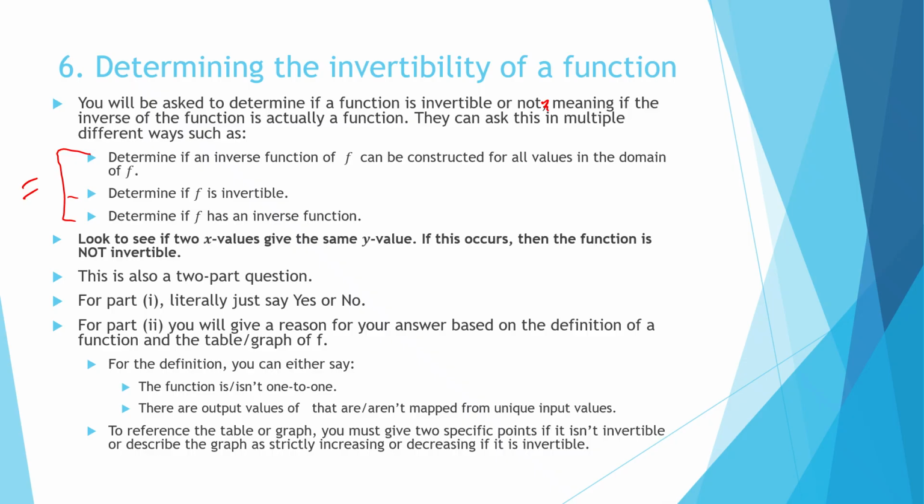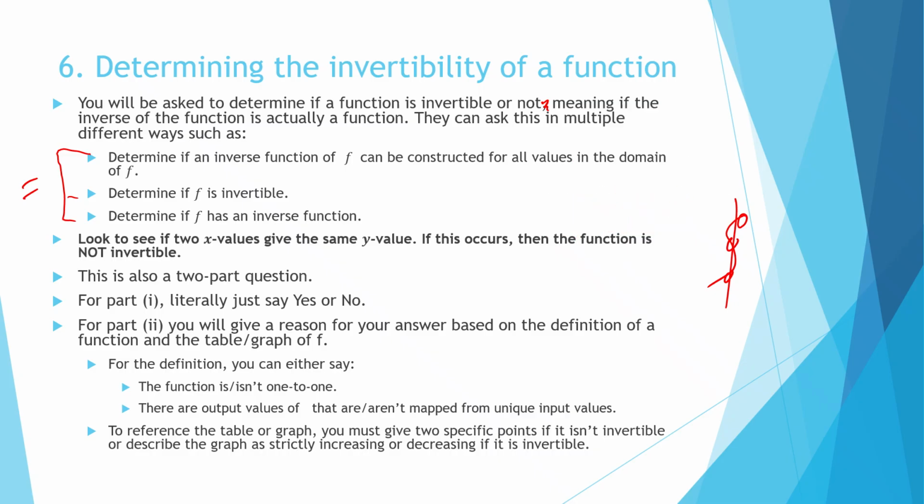So basically what you are going to be looking for is to determine yes or no. On a graph, you are going to perform the horizontal line test. So if the horizontal line test fails, then when you take the inverse of the function, the vertical line test is going to fail as well. So that's how you can tell graphically. But what you're really doing is looking to see if 2 x values on the graph give you the same y value. Because if that occurs, then the function is not invertible.